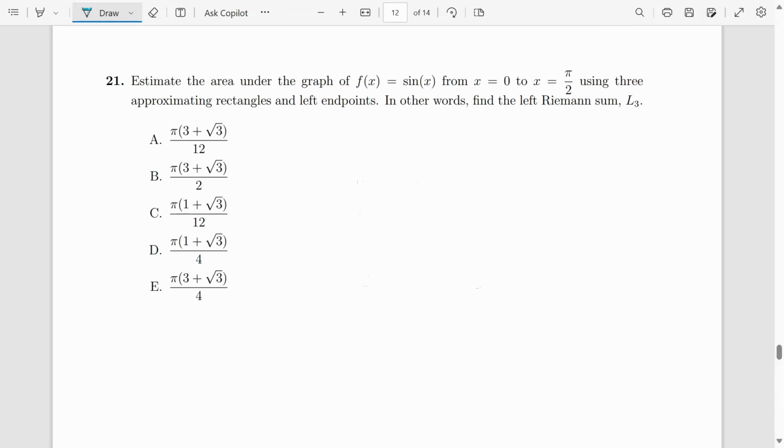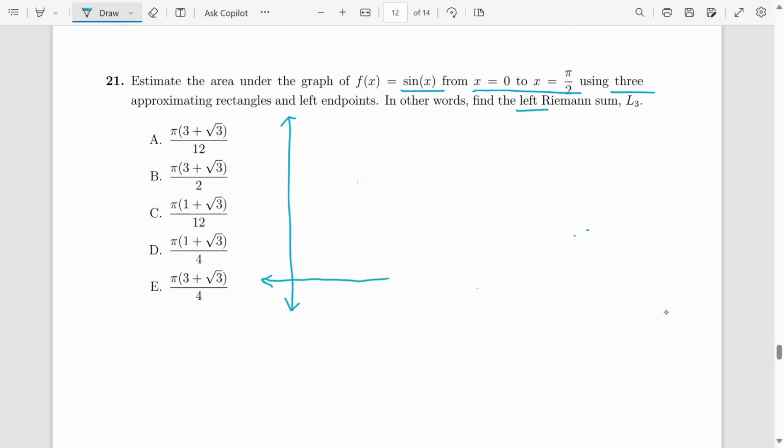Question 21, a Riemann sum question. We're asked to find the left Riemann sum using three rectangles of the function sine of x from x equals 0 to x equals pi over 2. So the function sine of x isn't too complicated, so I think we can actually try to graph this out and see what's going on visually.